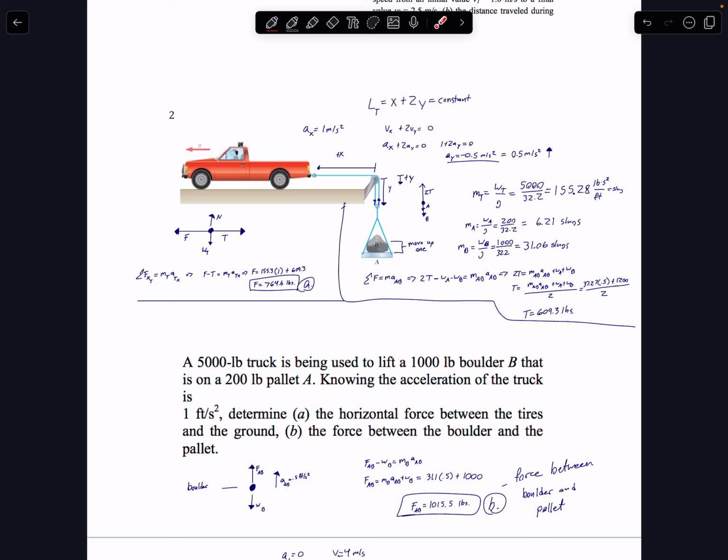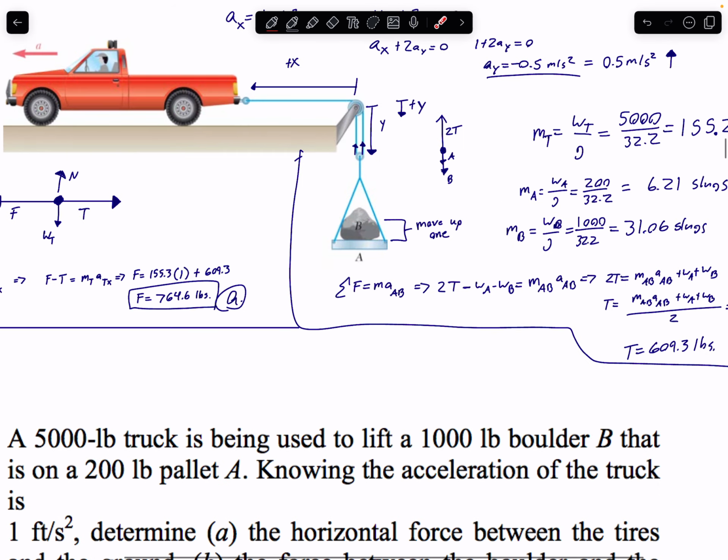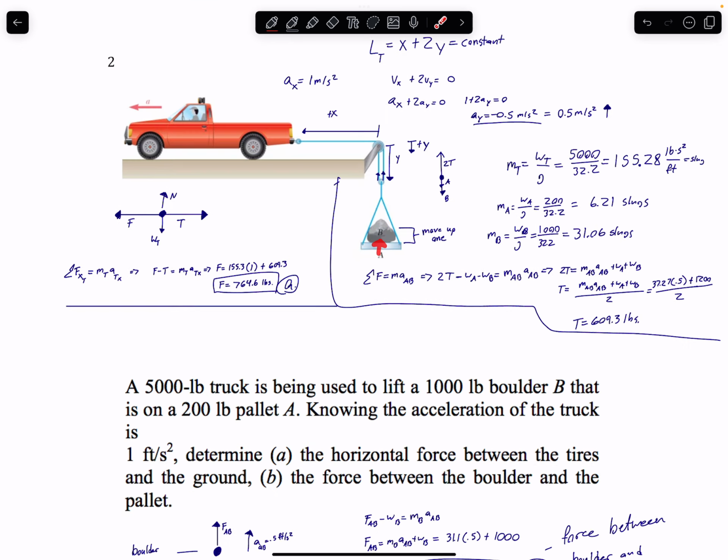We're trying to determine the horizontal force between the tires and the ground, and then secondly, the force between the boulder and the pallet. So that would mean how much the pallet is pushing up on the boulder. Obviously, from statics, we know that they push each other, but we're just worried about the force on the boulder.